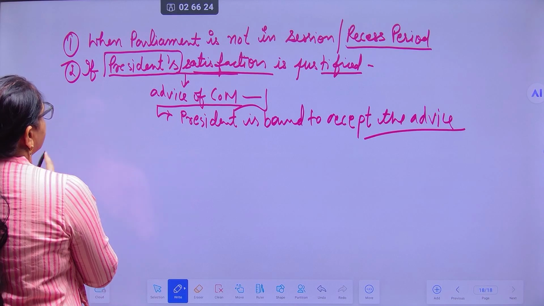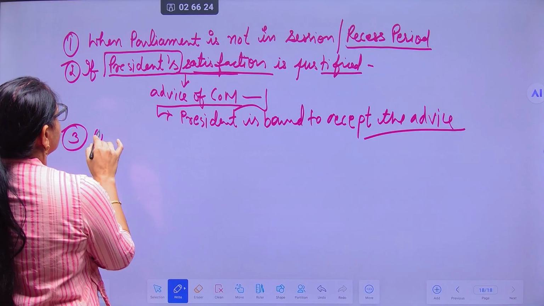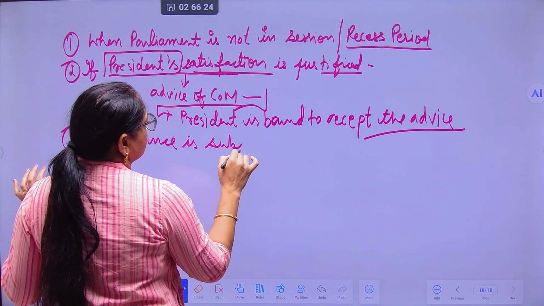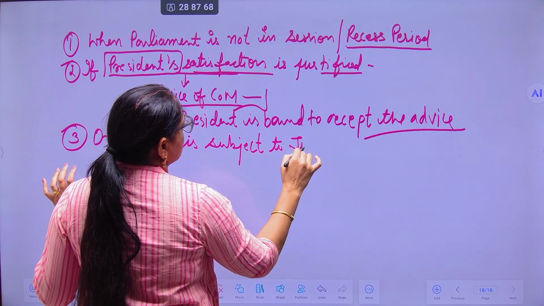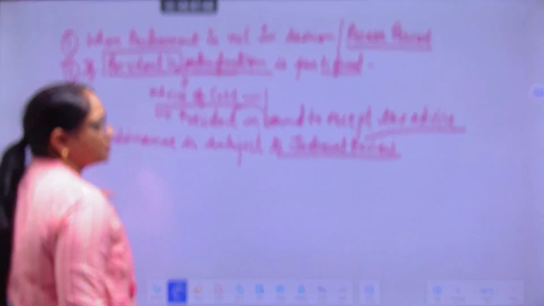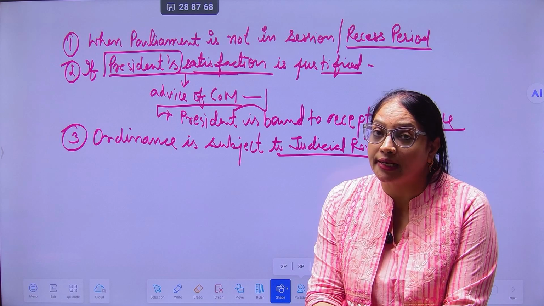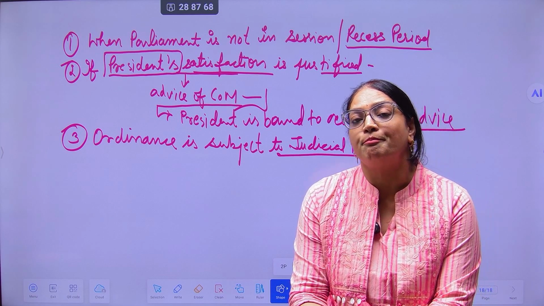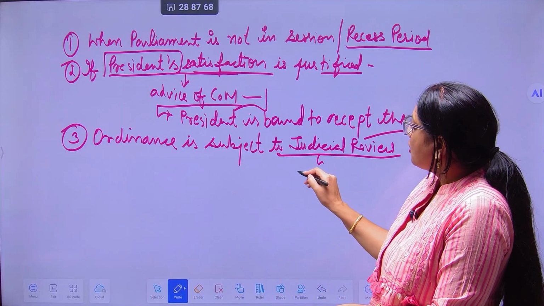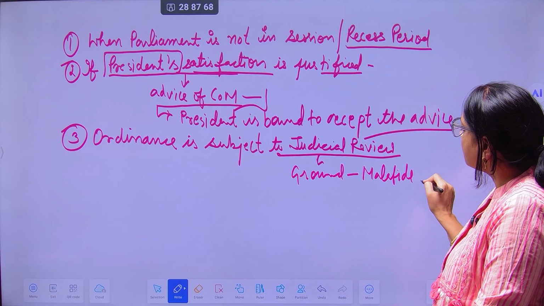And the third thing here: ordinances are subject to judicial review. So the ordinances issued by the president on the advice of the council of ministers can be challenged in the Supreme Court on the ground of mala fide. What is the ground of challenge? The ground is mala fide, meaning here the intention is checked.